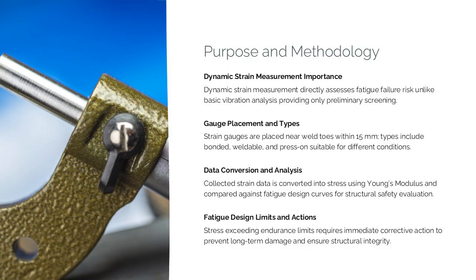Dynamic strain measurement is a critical technique for assessing fatigue failure risks in structural components. Unlike basic vibration analysis, which only provides preliminary screening, dynamic strain measurement offers direct insight into whether fatigue will occur. The process involves placing a small uniaxial strain gauge near the weld toe, typically within 15 mm, with a gauge length under 10 mm. Several attachment methods exist.